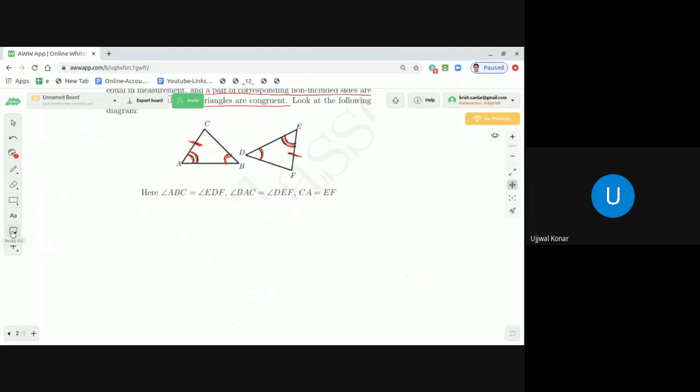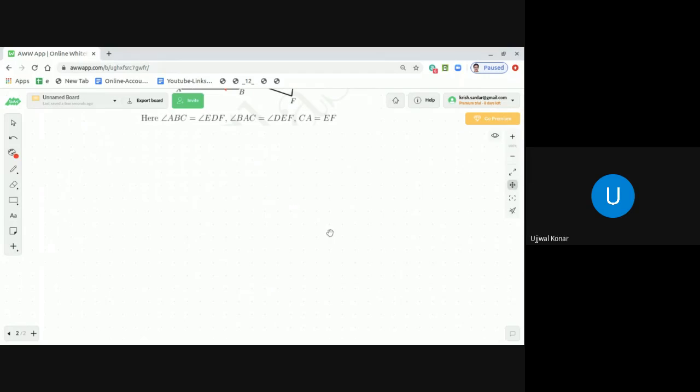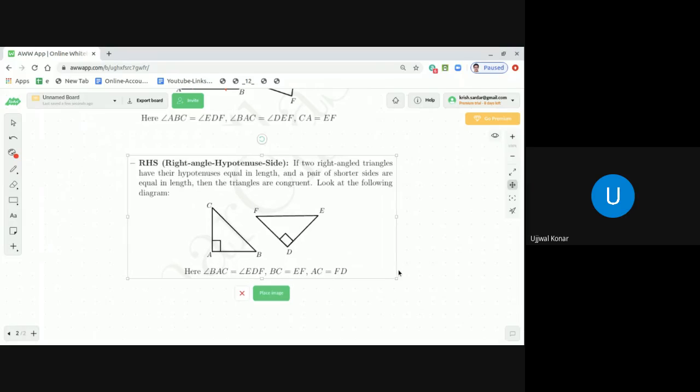Now the next rule of congruency, dear students, is called the right angle hypotenuse side, that is called RHS, and we are going to discuss that RHS congruency now. What is RHS congruency? Let me show you the diagram and the statement first, and then we will discuss further. Please feel free to ask questions if you have any. Never hesitate to ask questions.